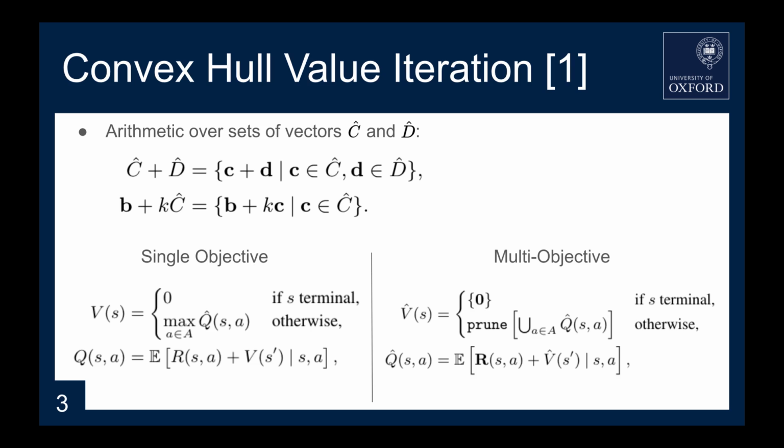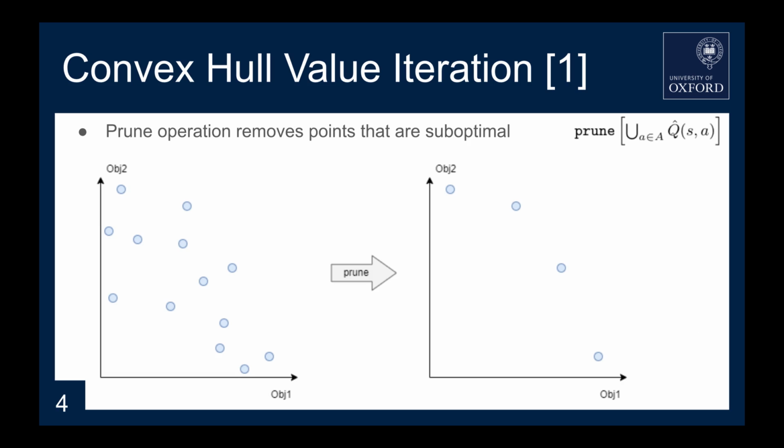However, convex hull value iteration doesn't scale well for larger environments. In single-objective settings, one approach to tackling this scalability issue is to use a tree search. So next we will consider trial-based heuristic tree search, which later will allow us to add elements of convex hull value iteration into a tree search for a multi-objective planner. The prune operation, given a set of points, removes all points except those on the convex hull.